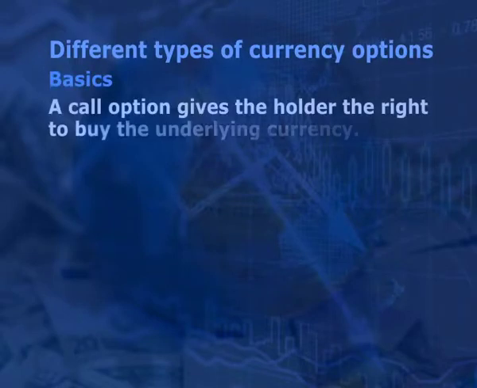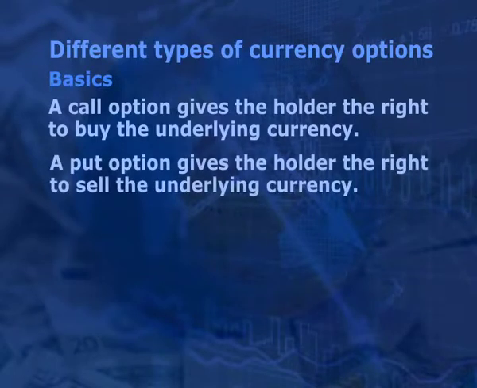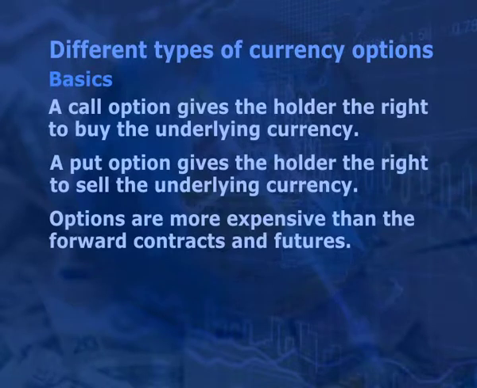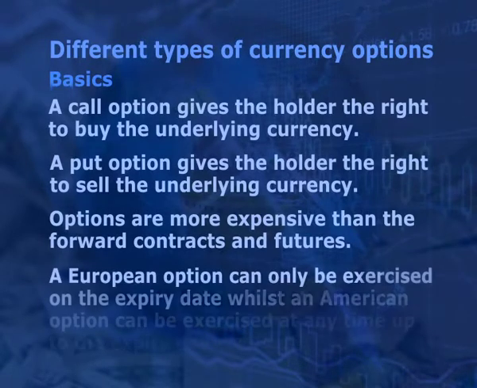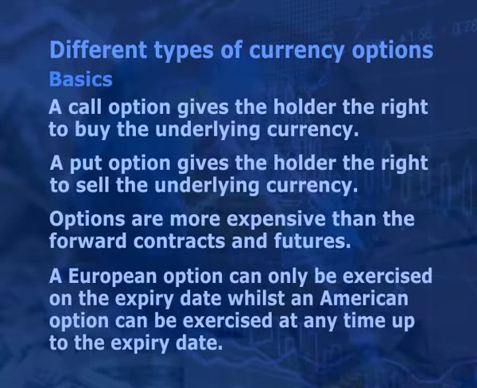Different types of currency options. Basics. A call option gives the holder the right to buy the underlying currency. A put option gives the holder the right to sell the underlying currency. Options are more expensive than the forward contracts and futures. A European option can only be exercised on the expiry date, whilst an American option can be exercised at any time up to the expiry date.